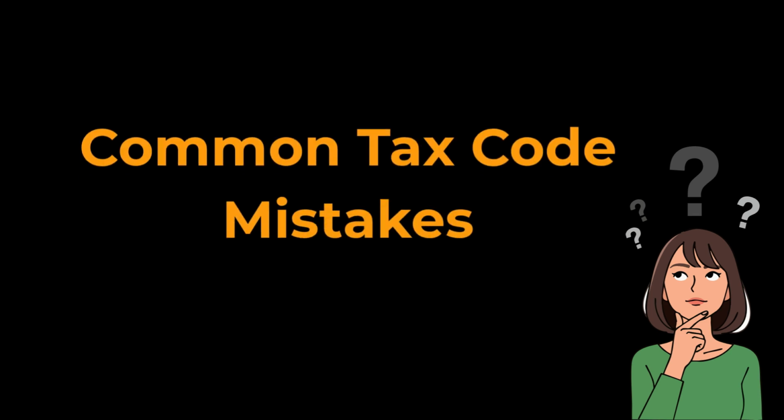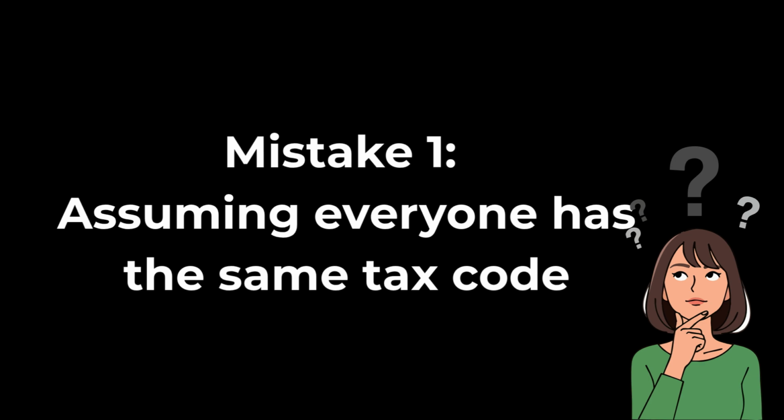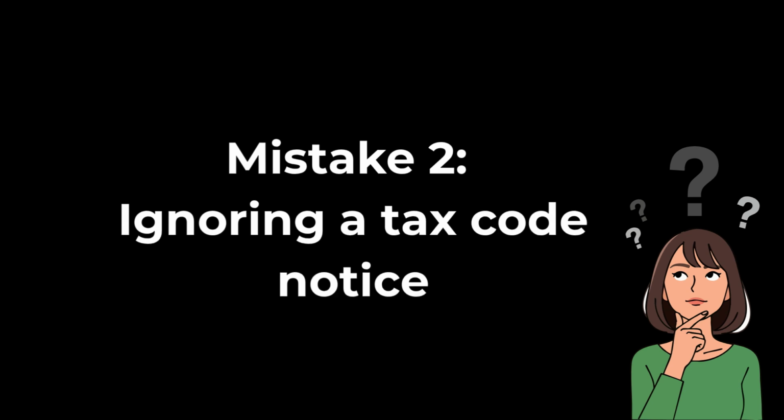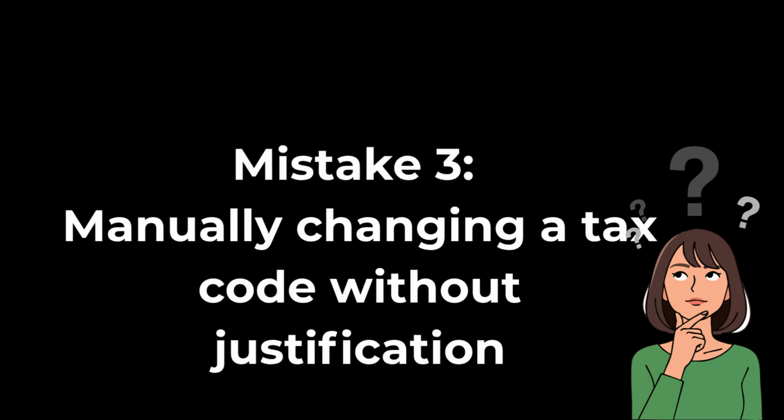Here are some mistakes beginners should watch out for. Mistake number 1, assuming everyone has the same tax code. Not every employee will have 1257L. Tax codes depend on individual circumstances. Mistake number 2, ignoring a tax code notice. If HMRC provides an updated tax code, it should be reviewed and applied correctly. And then we have manually changing a tax code without justification. Payroll professionals should use the appropriate information from HMRC rather than guessing what an employee's tax code should be.